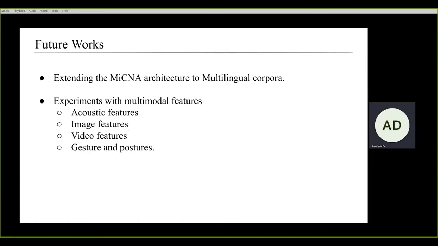Extending the MICNA architecture for multilingual corpora in different languages is our next task. As well, this particular architecture has been used only on textual features, but moving forward in the future, we would like to accommodate acoustic features, image features, video features, gesture and postures.